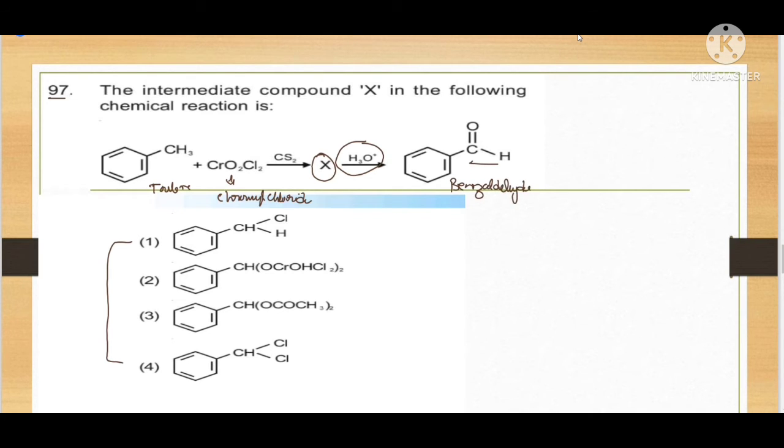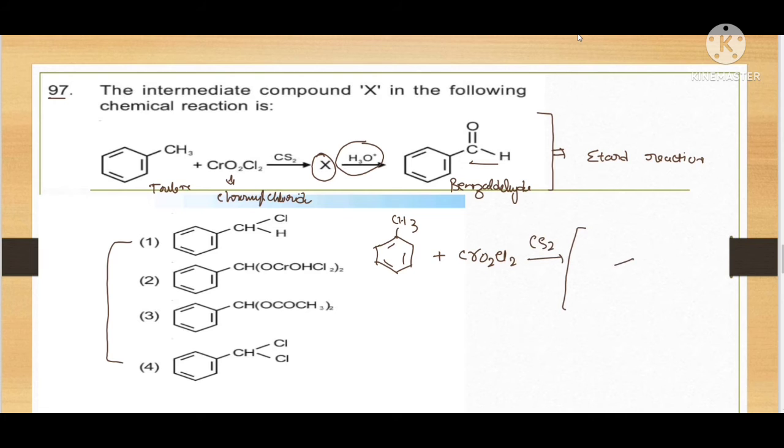Benzaldehyde. By observing this reaction, this is one of the important named reactions, that is the Etard reaction. When toluene, that means methylbenzene, reacts with chromyl chloride in the presence of CS2, it forms a complex, that is, bond O, bond CH, bond O, Cr, Cl2OH twice.